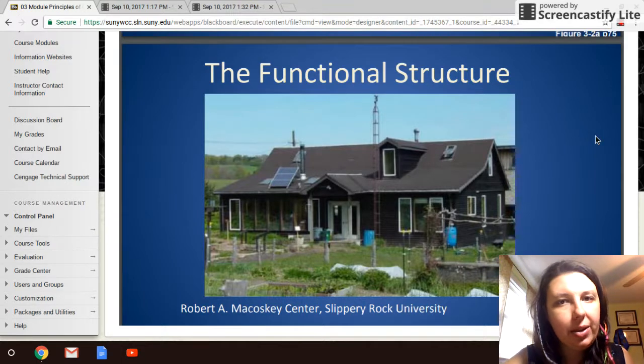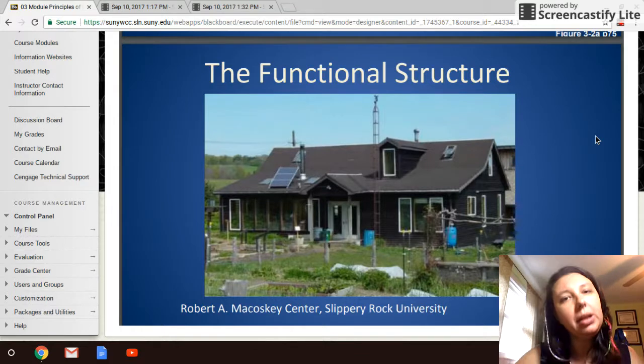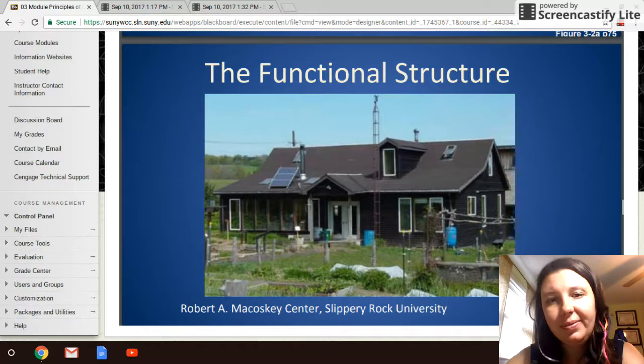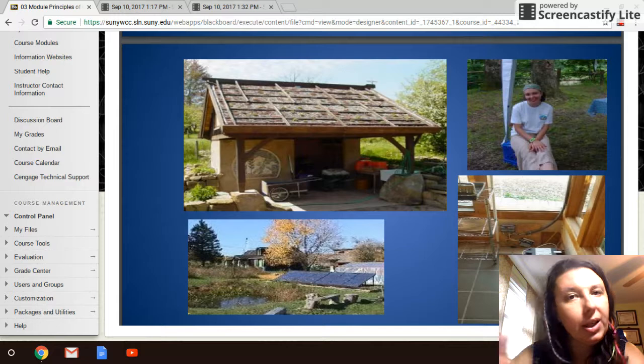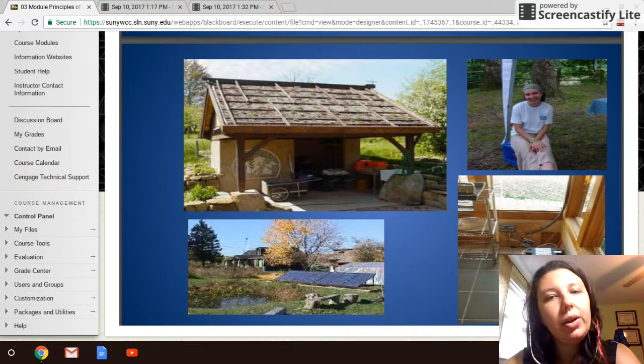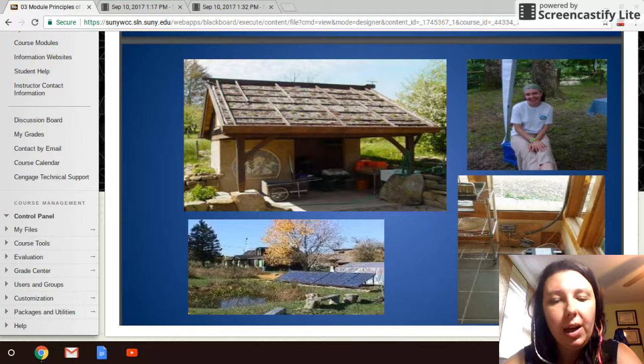This is Part 3, and this is talking about functional structures and the ideas of the law of conservation of energy being applied to buildings. And so here we go. This is that same McCoskey Center that we left off with in Part 2 of the videos, and this is some more of what they have going on at this building. Another piece of the structure is this building right here.